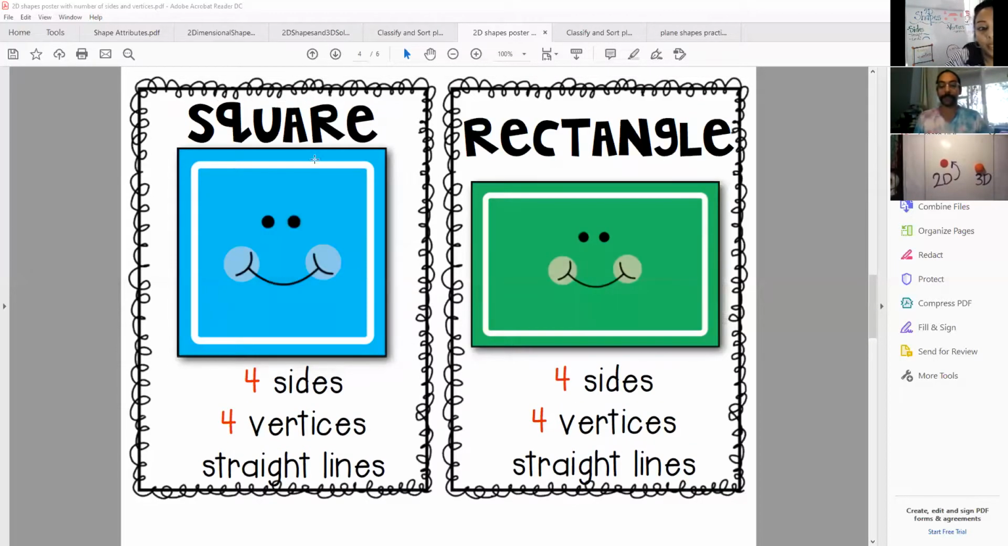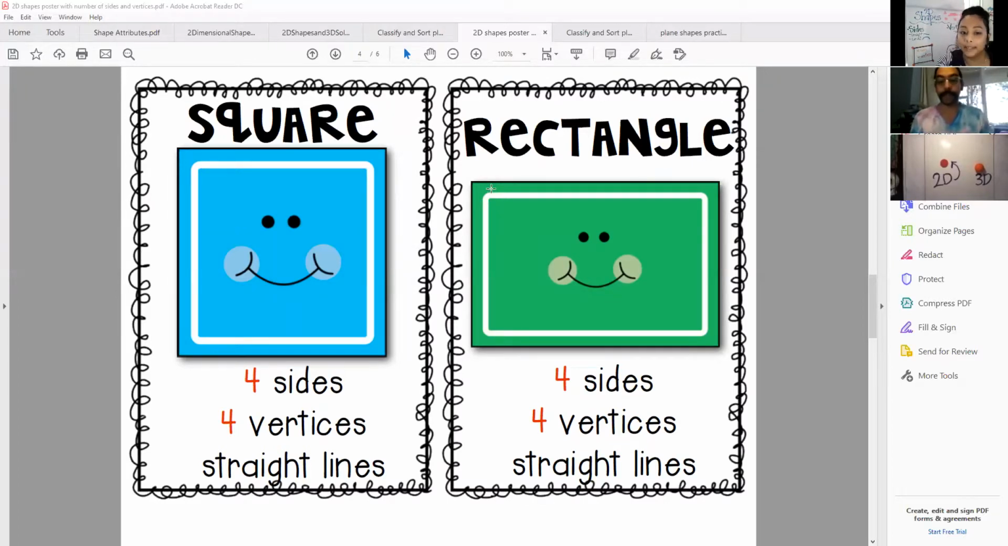We have a square, and a square has 4 sides that are all the same length. Tenemos un cuadrado que tiene 4 lados que todos son iguales de largo.